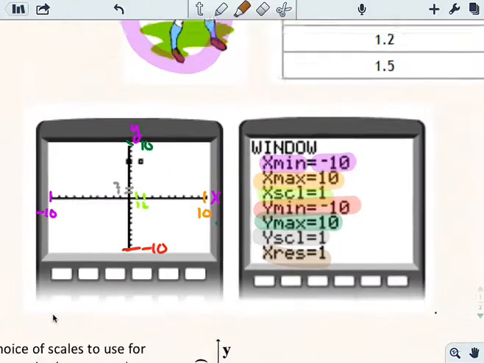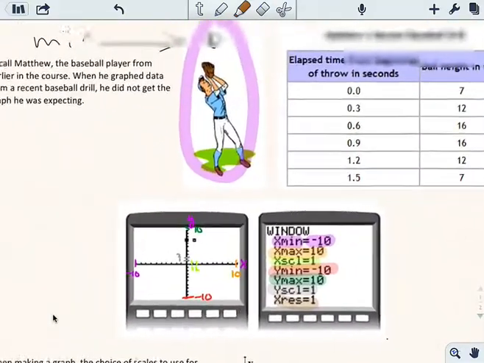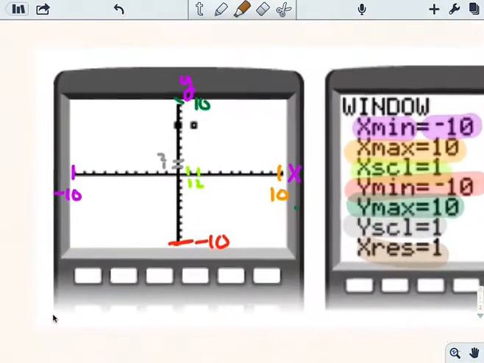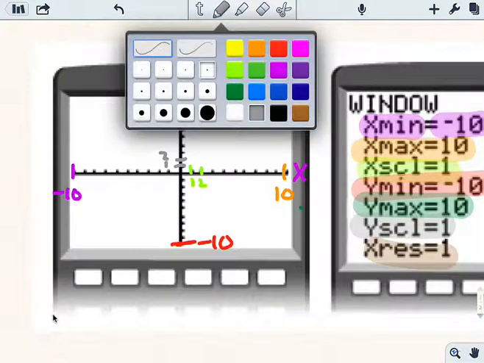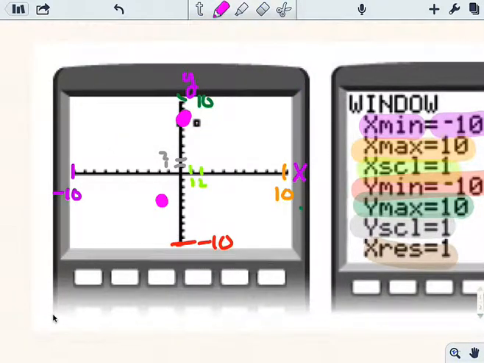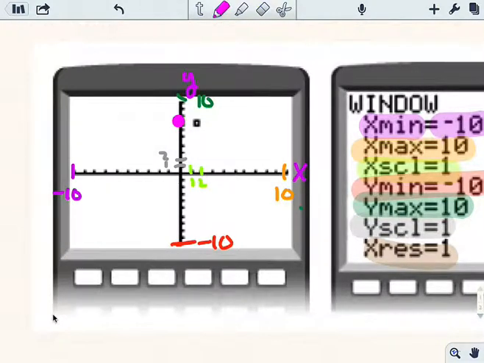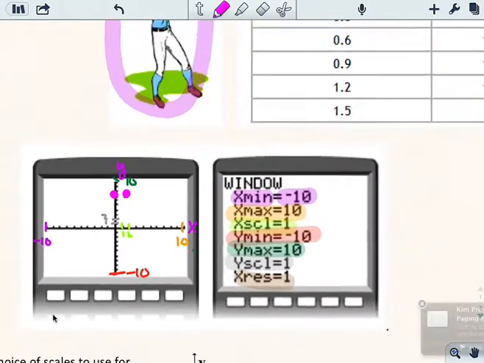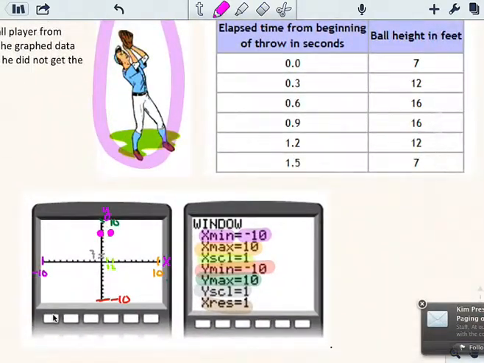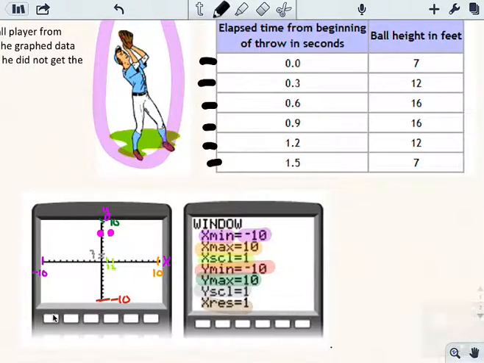So when Matthew graphed this function using this window, here's all he saw. He saw 2 points. I'm going to try to highlight them in pink. He saw this point right here, and that point right there. But that didn't make any sense to Matthew because he actually should have seen 1, 2, 3, 4, 5, 6, but he only saw 3. And the culprit is that your scale is all off.